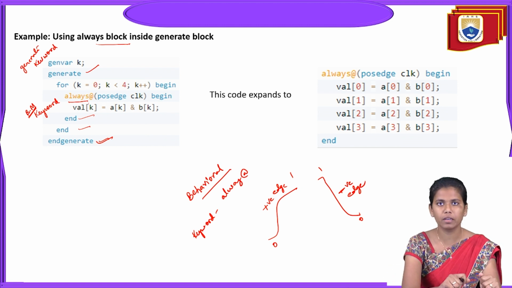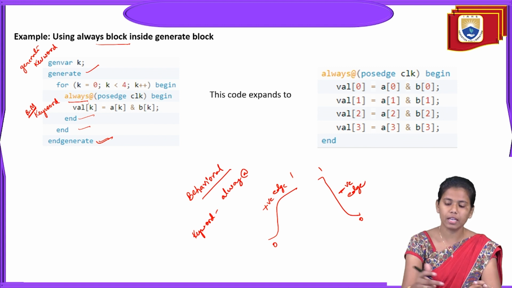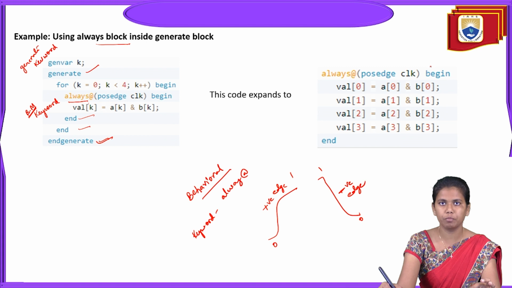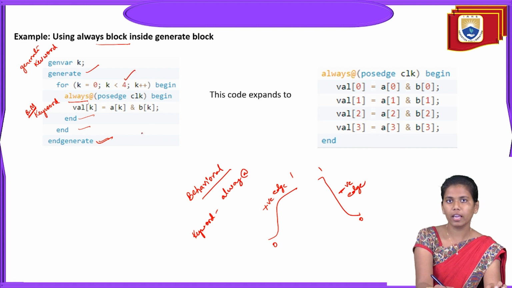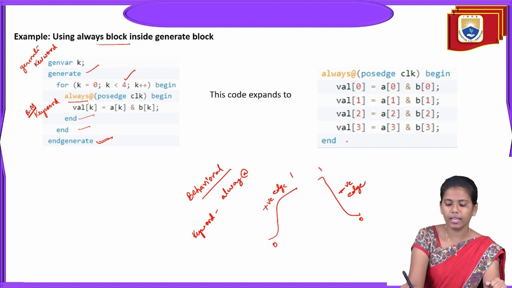Now in this example, the output that we can observe from the code we have written is always at the rate positive edge clock, begin, value 0 to 3, right? So here how many do we have? 4, right? k must be less than 4. So for value 0, a and b are 0; then 1, 1; 2, 2; and 3, 3, and so on.